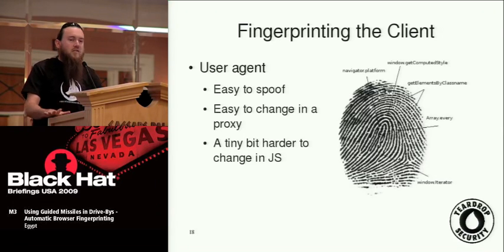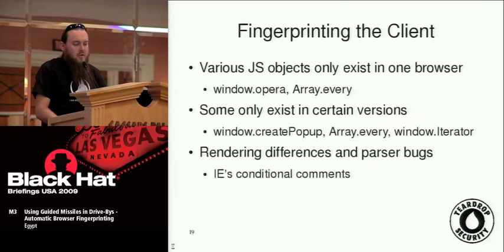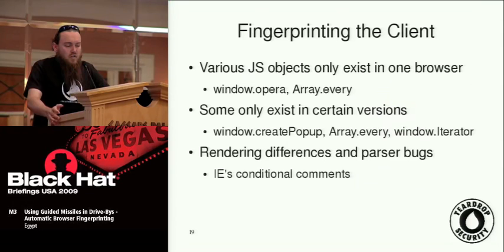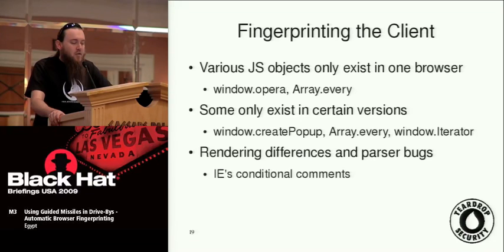So all of that stuff is harder to change in JavaScript. It's really easy to spoof it just on the wire, but in JavaScript, the JavaScript engine doesn't lie. And as sort of a step in that direction, there's a bunch of JavaScript objects that only exist in one browser. And a good example is window.opera. That's only available in Opera. That makes sense. Why would anybody else implement an object called Opera? But array.every only exists in Firefox.